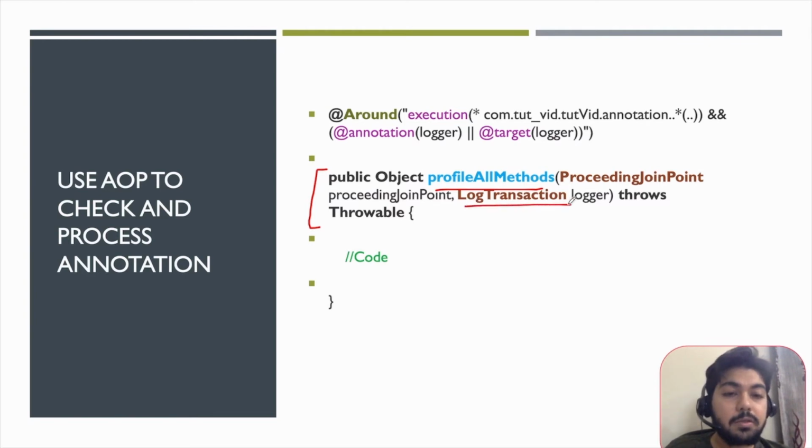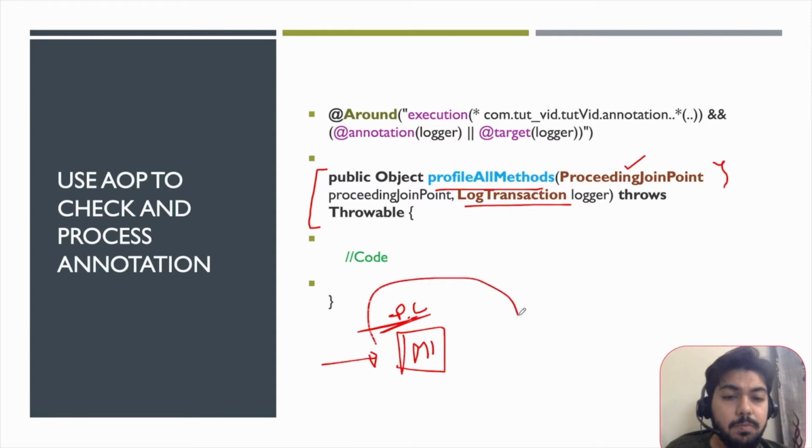The one would be our annotation which we described. The other is the ProceedingJoinPoint. The concept of aspect oriented programming is that if I am calling a particular method m1, and I describe a particular point cut, say PC, over this method, then my request is being routed to another method, for example x. The x method gets executed and it gets routed back.